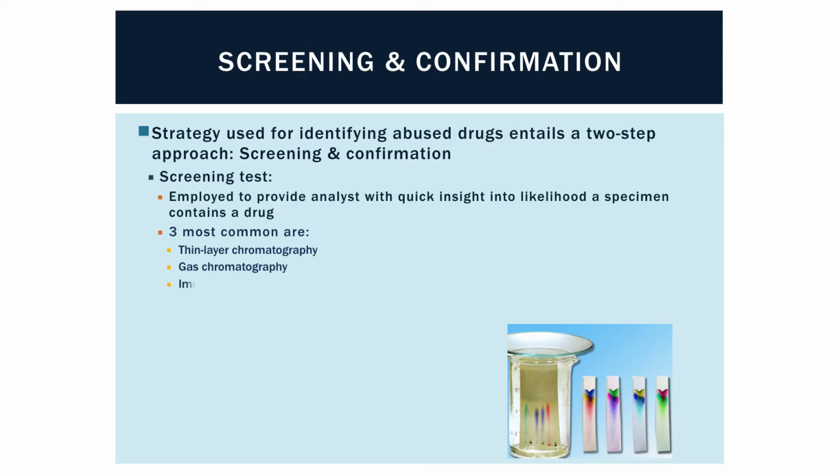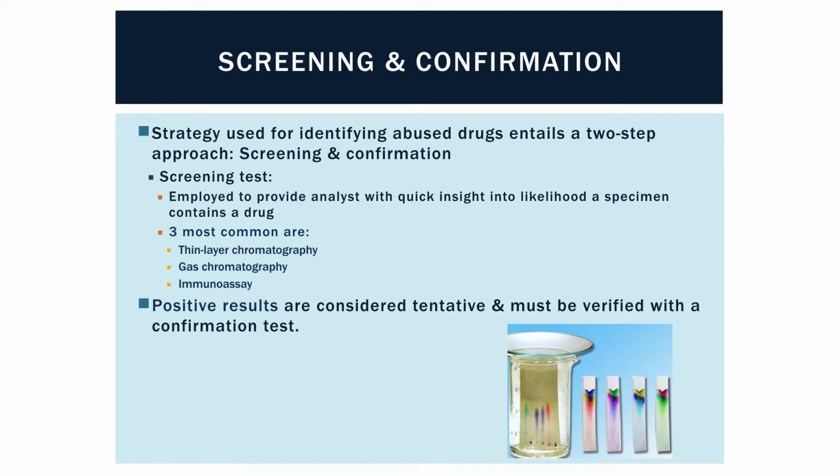Strategies used for identifying abused drugs really entail two steps: a screening process and a confirmation, just like the other drug tests and alcohol. A screening test is employed again to provide the analyst with a quick insight into the likelihood of the specimen. Again, there are three common types: thin layer chromatography, which we've already discussed, the same as gas chromatography. But then there's another one called immunoassay, and this is based on a specific drug antibody reaction within the blood. We're going to talk about that next chapter in more detail.